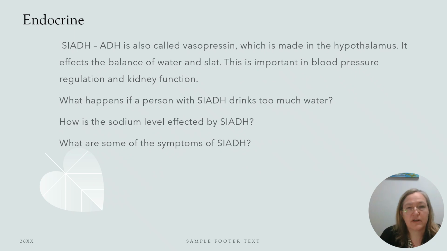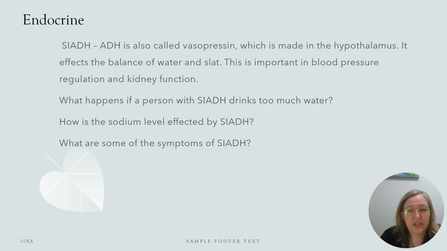Other problems that we're going to talk about with endocrine are SIADH, which is a syndrome of inappropriate antidiuretic hormone. As you know, ADH is also called vasopressin, and it's made in the hypothalamus. It has to do a lot with how the body balances the fluid and salt of the body. And so remind yourself of the RAS system, of course. That's how we regulate blood pressure and the fluid that comes in and out of our bodies.